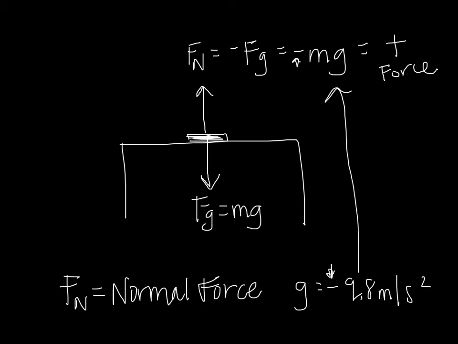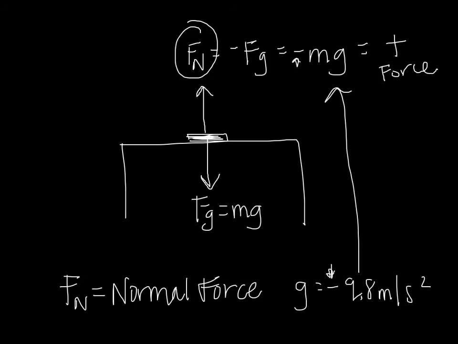So a couple things to note about the normal force. In this case, the normal force is equal to exactly the same magnitude but opposite sign of the gravitational force, because the book's surface is parallel to the table surface, which is also parallel to the Earth's surface. The normal force always acts perpendicular to the surface of the object.